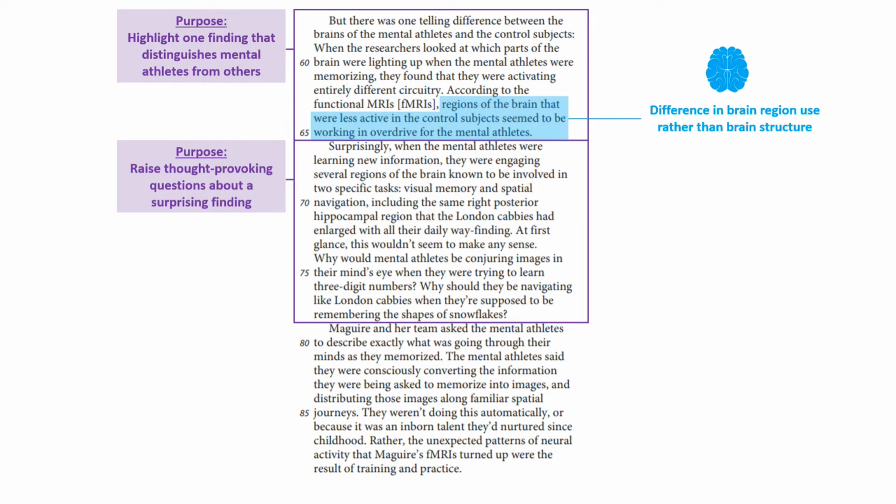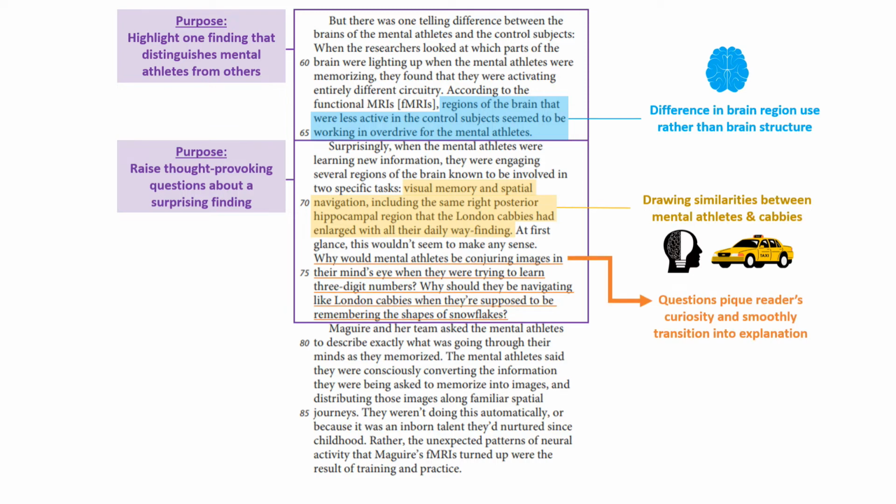The next paragraph raises thought-provoking questions about a surprising finding, and that is apparent in the very first word, which is "surprisingly." Drawing similarities between mental athletes and cabbies, the author is now tying the two studies together. Both mental athletes and cabbies use the same parts of the brain for visual memory and spatial navigation. The questions at the end of this paragraph pique the reader's curiosity and smoothly transition into an explanation of why mental athletes need these specific skills.